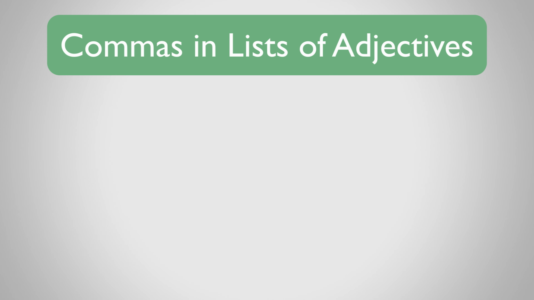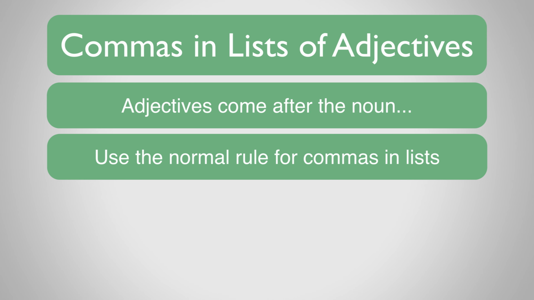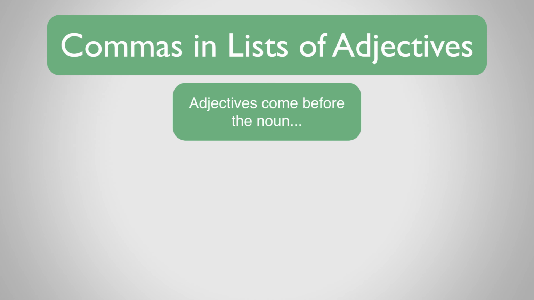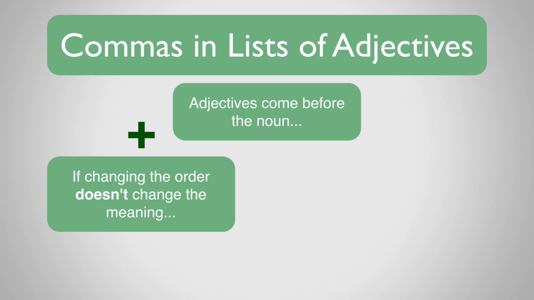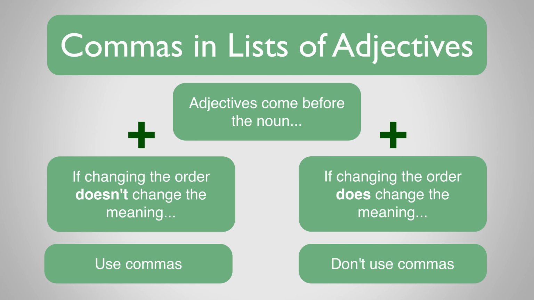So, when we're writing lists of adjectives, we need to be a little more careful with our use of commas. If the adjectives come after the noun they're describing, just use the normal rule for commas in lists. If the adjectives come before the noun they're describing, and changing the order of them doesn't change the meaning of the sentence, then use commas. If the adjectives come before the noun they're linked to, and the order of them does matter, then no commas are used.